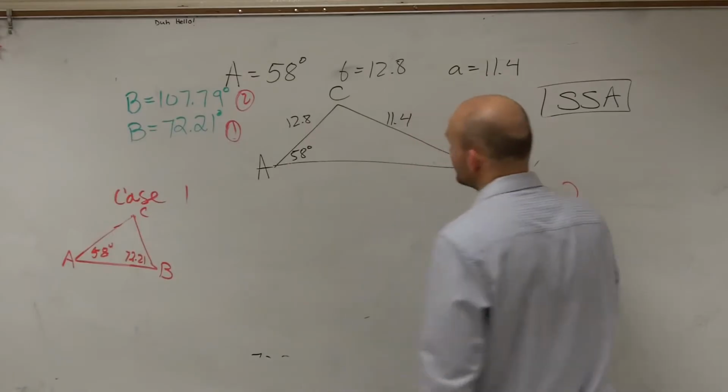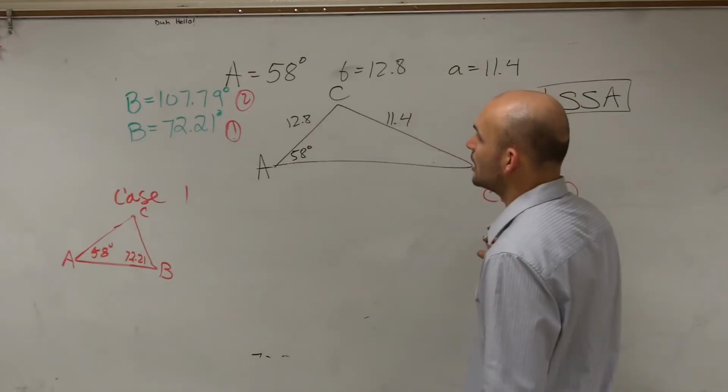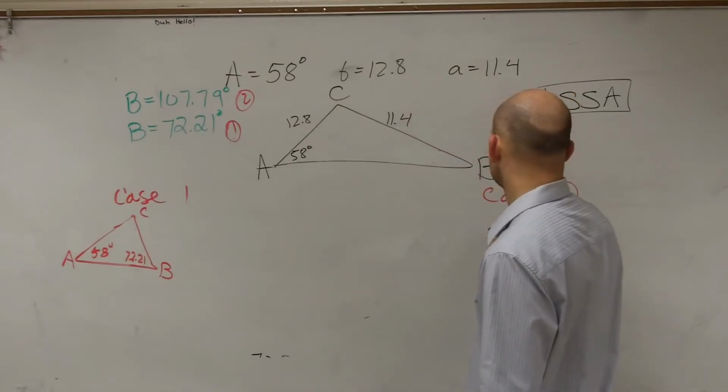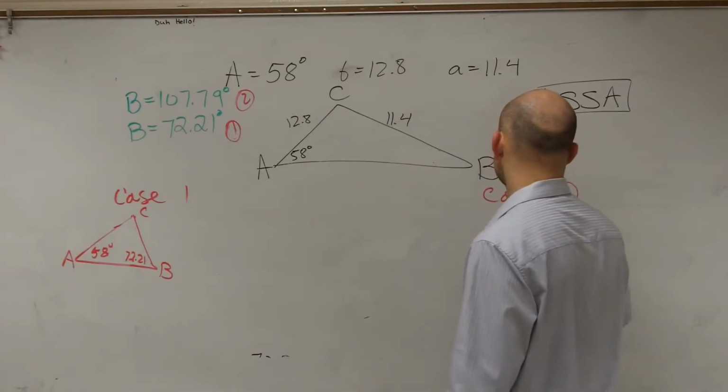Now, Mackenzie, let's go and take a look at this one. So if I say now B is equal to 102 degrees, so I still have 58 degrees.